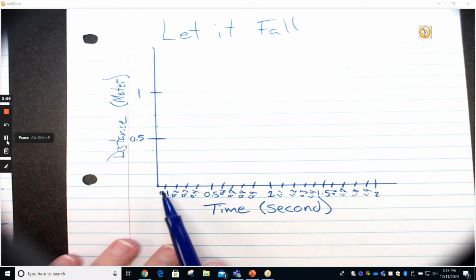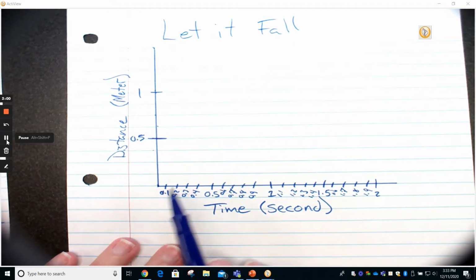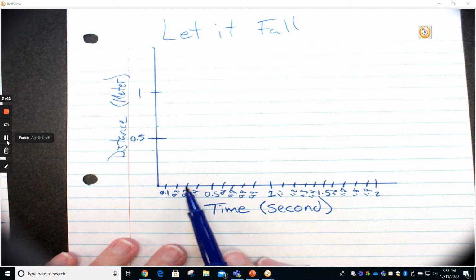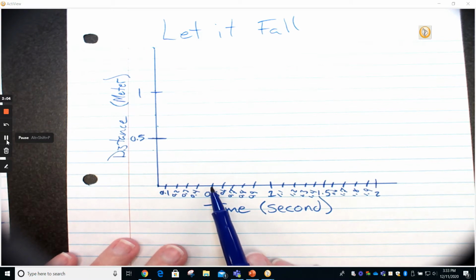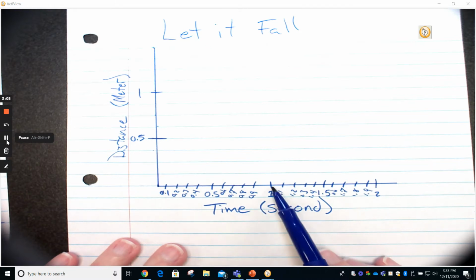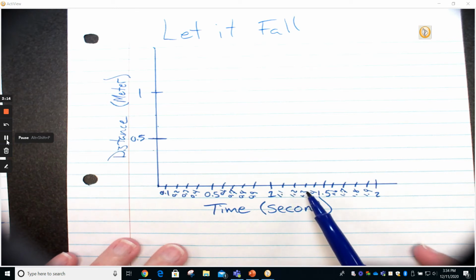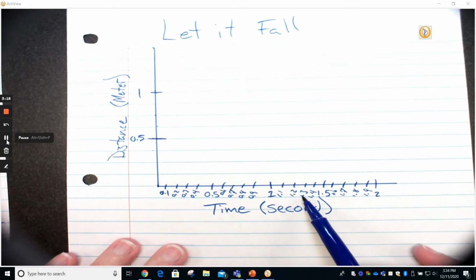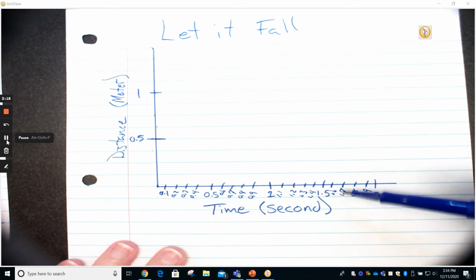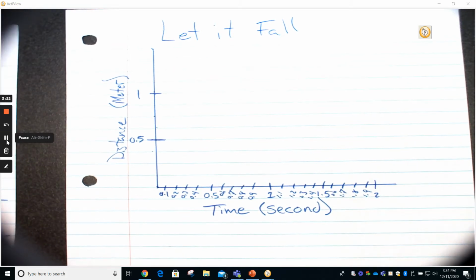So I've got all my lines going up to 2 seconds, okay? And I've got 0.1, 0.2, 0.3, 0.4, 0.5, 0.6, 0.7, 0.8, 0.9. There's 1 second right there, and then I did the same thing going up here. So I've got 1.1, 1.2, 1.3, 1.4, 1.5, 1.6, 1.7, 1.8, 1.9, and 2 seconds, okay? So let's start graphing.